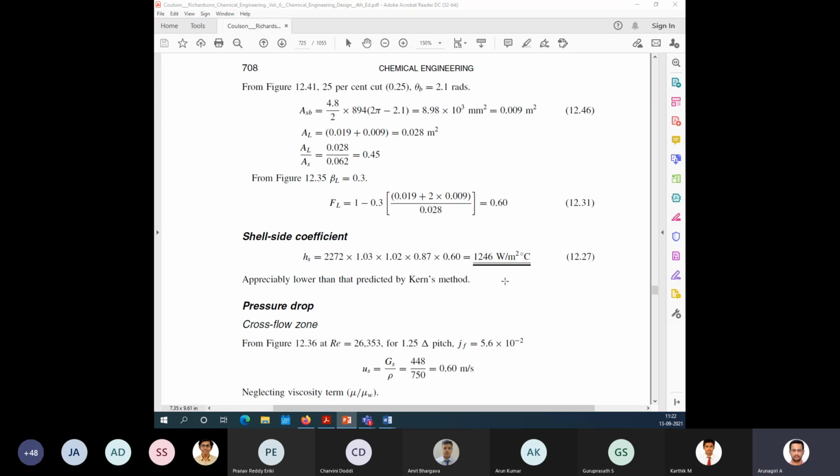Approximately, if you see this value, this is lower than the current method. So if you see the example 12.1, the value predicted is very, very high. In that case, I checked the numbers and it comes to around 2740. Now you see this value has also reduced drastically.